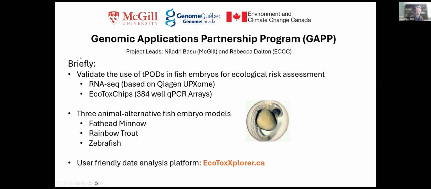We're using 3 different animal alternative fish embryo models: fathead minnow, rainbow trout, and zebrafish. And we've also developed a user-friendly data analysis platform. We're currently in the first year of the 3-year funding. And so I hope next time I come here, I'll be able to share a lot more with you about this. But we're definitely looking at bringing this into risk assessment, quantitative risk assessment in the eco realm at Environment Canada.